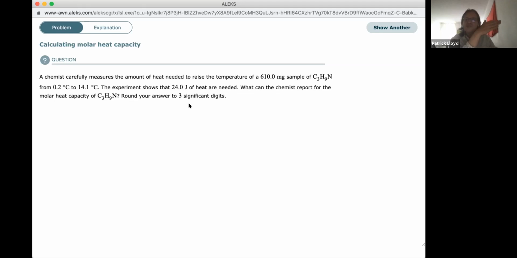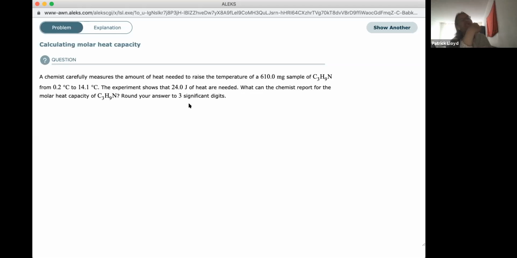So again, you're seeing mass. You're seeing change in temperature. The experiment shows that 24.0 joules of heat are needed. There's your Q, right? So you've got Q, you've got M, you've got delta T. The only thing left is C, right? So this is to find the heat capacity. What can the chemist report for the molar heat capacity of C3H9N?